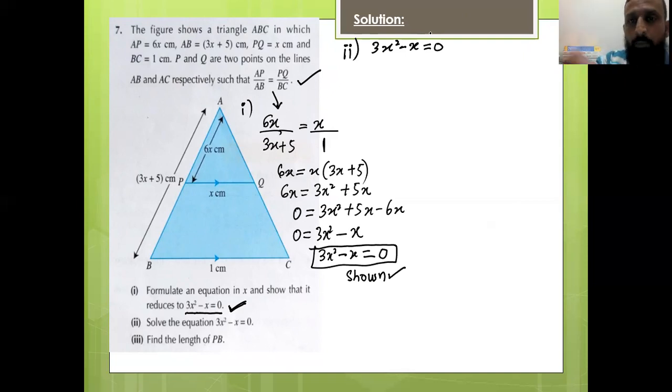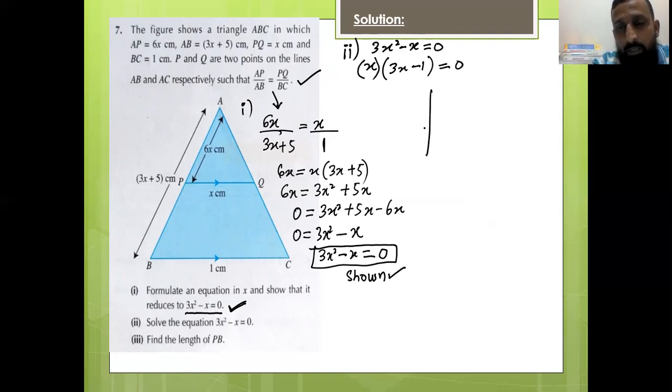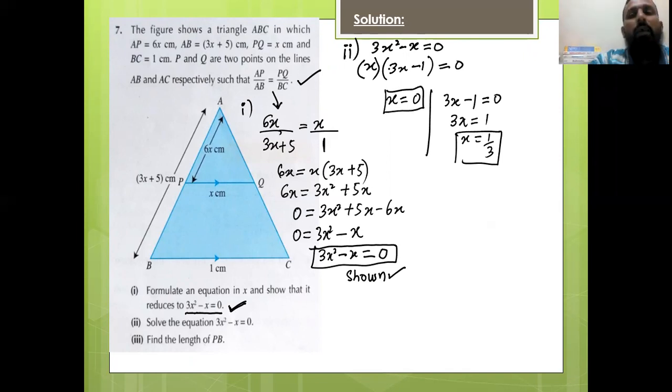Or if I'm applying the factorizing method, I'm taking out x common, I have x times 3x minus 1 equals 0. So boys and girls, I have two factors now, x and 3x minus 1. Make two cases: either x is 0 or 3x minus 1 is 0. Move 1 to the other side, 3x equals 1 and x equals 1 upon 3. Now dear students, you found two answers: x equals 0 and x equals 1 upon 3.